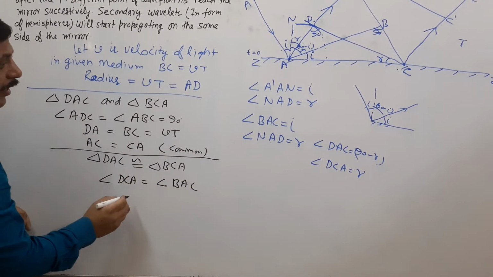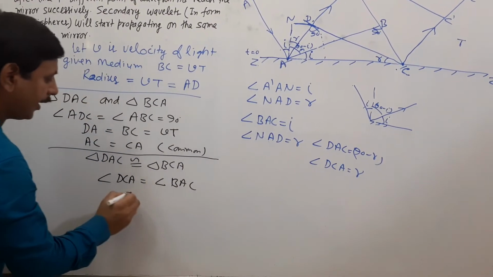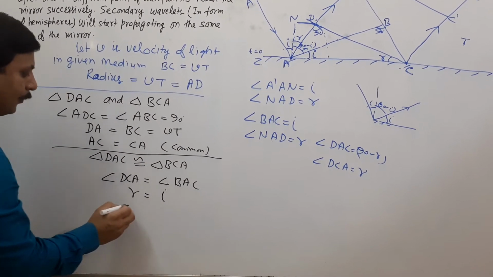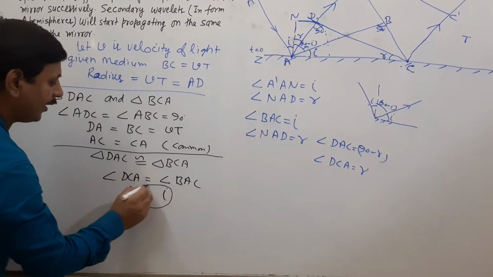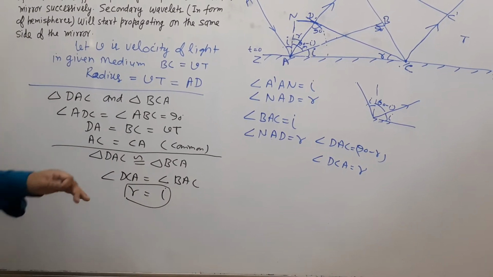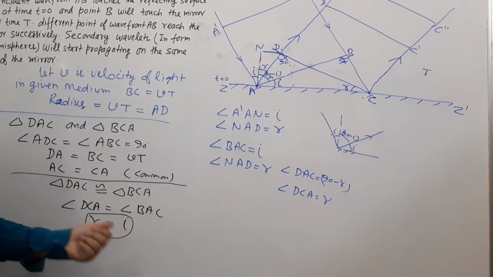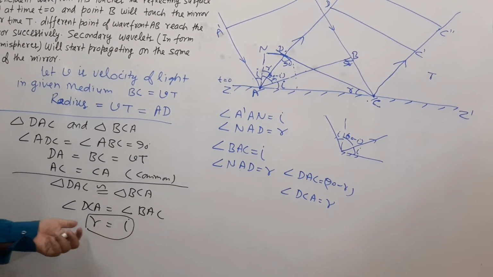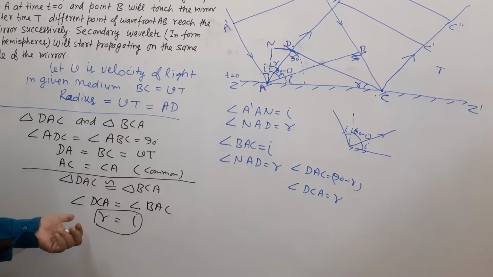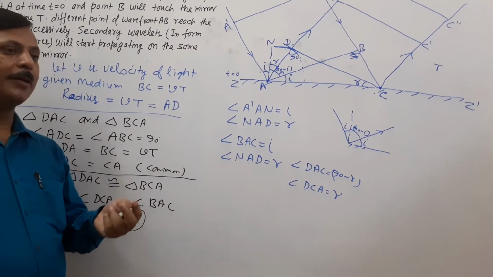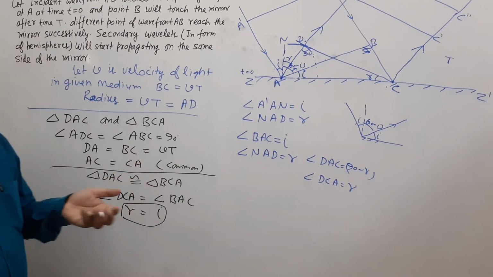So DCA I have shown here R, and BAC, that is I. So we have proved here I is equal to R. So by Huygens principle they have proved I is equal to R, meaning angle of incidence is equal to angle of reflection. Second thing, there are two laws of reflection, as you must have read there.